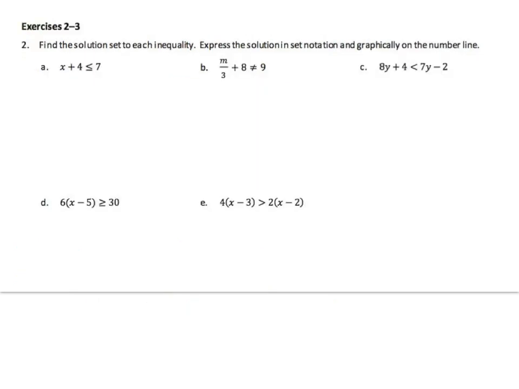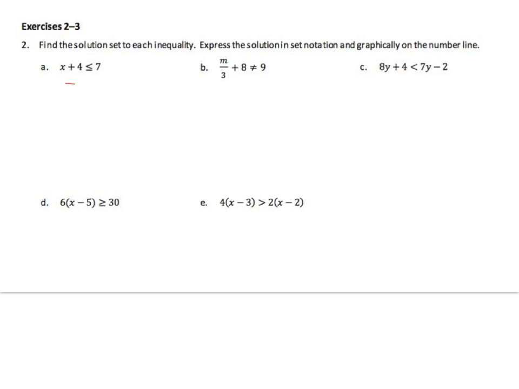Okay, exercises 2 through 3. Find the solution set to each inequality. Express the solution set in set notation and graphically on the number line. I'm going to do the first, 2, and then I'm going to push pause, and you're going to try the next 3. This first one is sort of simple.